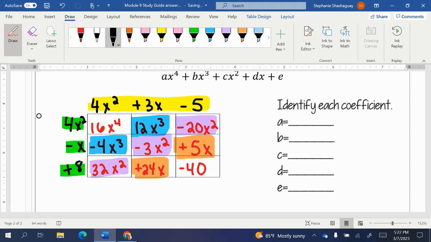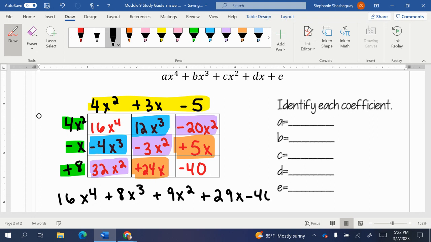So I'm going to have 16x to the power of 4. 12 minus 4 is going to be a positive 8x cubed. 32 minus 3 is 29. 29 minus 20 is going to be a positive 9x squared. And then 24 plus 5 is going to become a positive 29x. And then we have the negative 40.